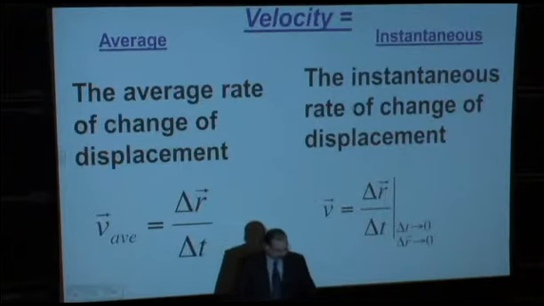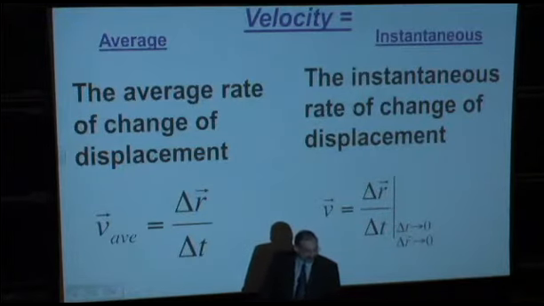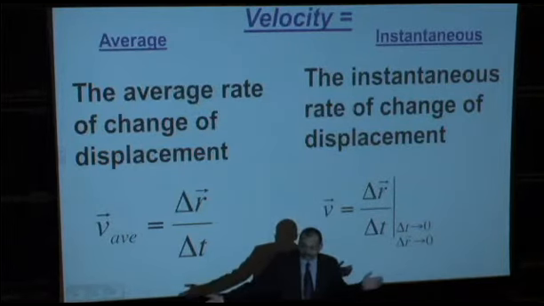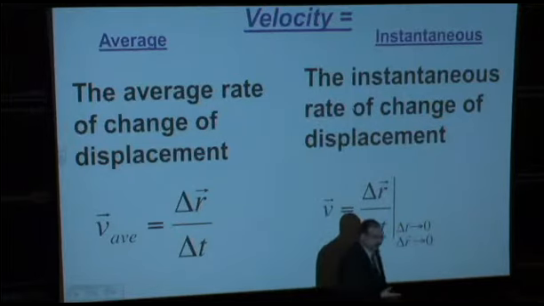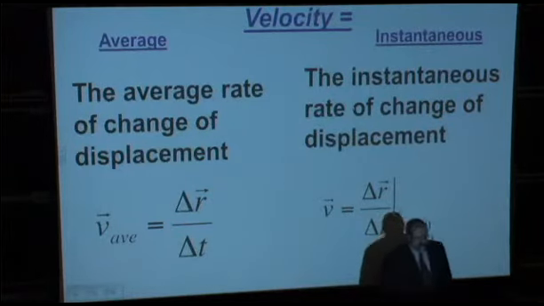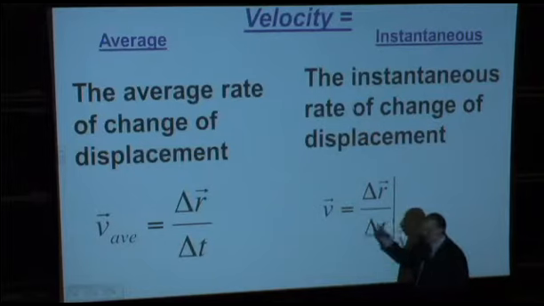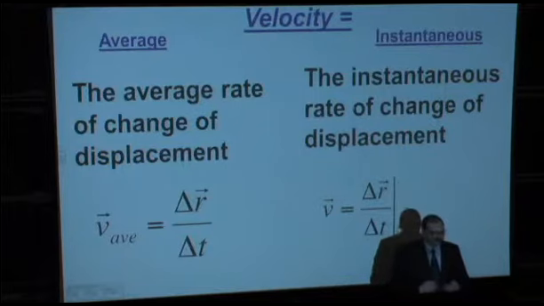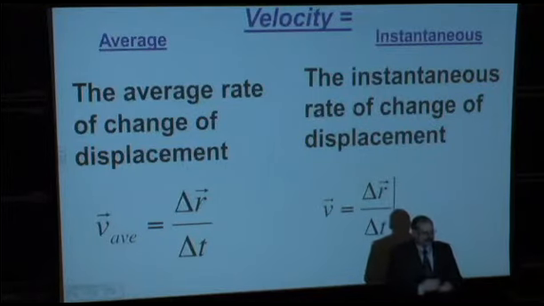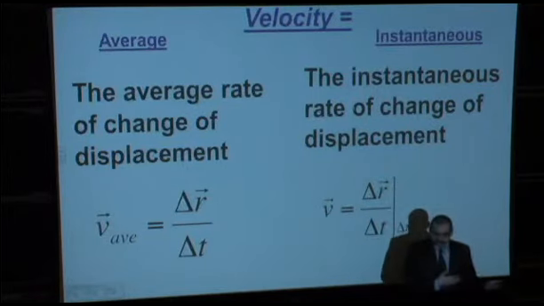This is what we call instantaneous velocity. Sometimes we want to ask, how fast is it moving here and now, right? So not over some period of time in the past. No, here and now. In that case, what do we do? We look at the instantaneous displacement.